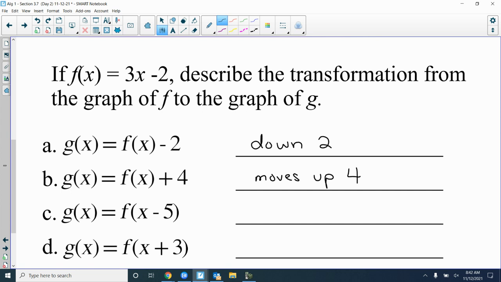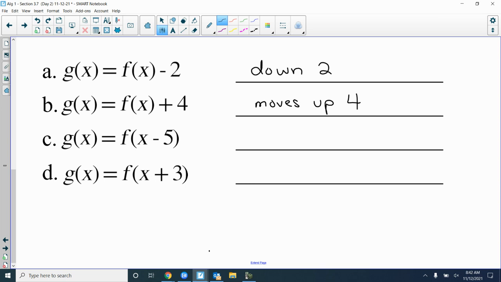All right, so if you got f and then parentheses, we got x minus 5. Carlin, any ideas? Let it go left 5. Actually, when it's in the parentheses, it's flipped. So right 5. It's going to go the opposite of that sign, because I know you think negative, you're going to think left. It's going to go right 5. And if you got f of x plus 3, that's going to move left 3.